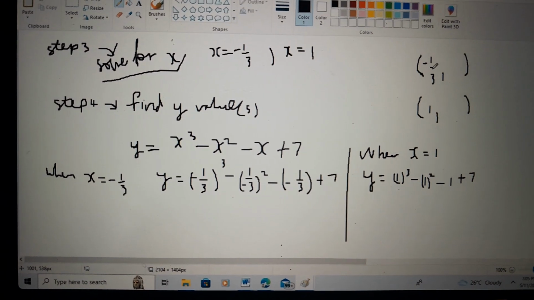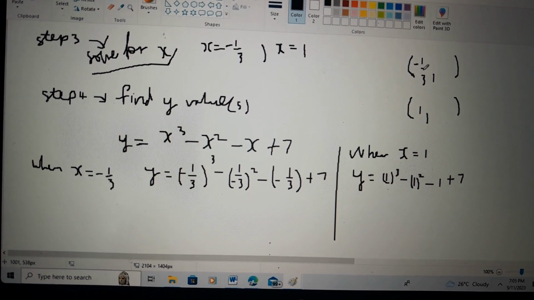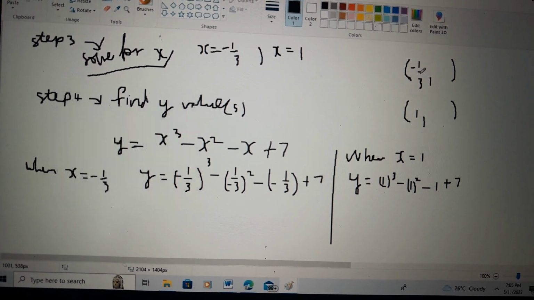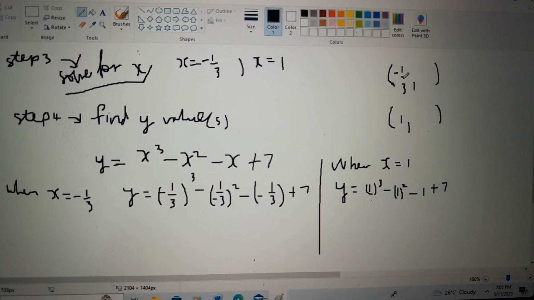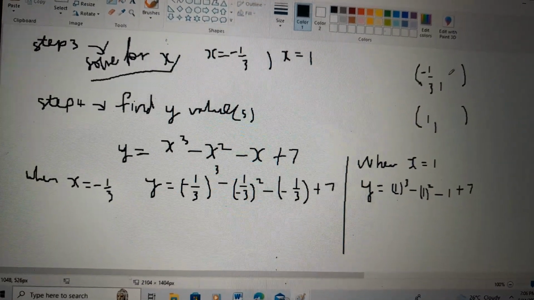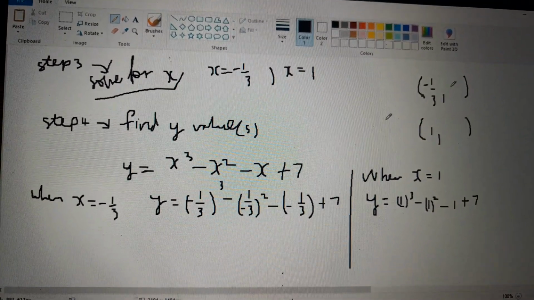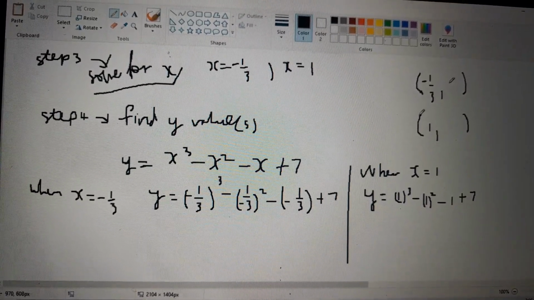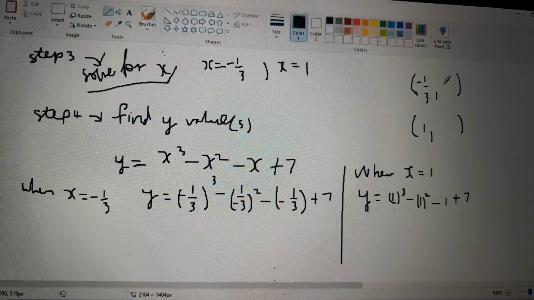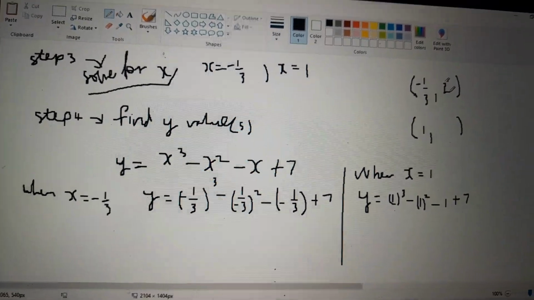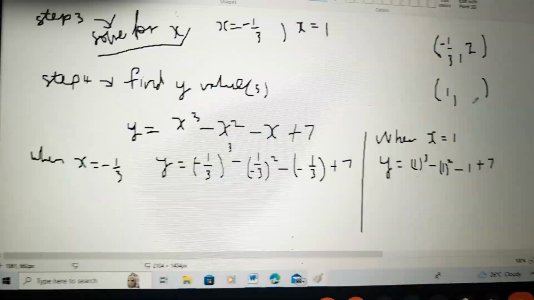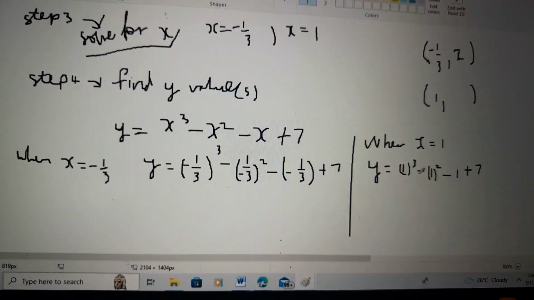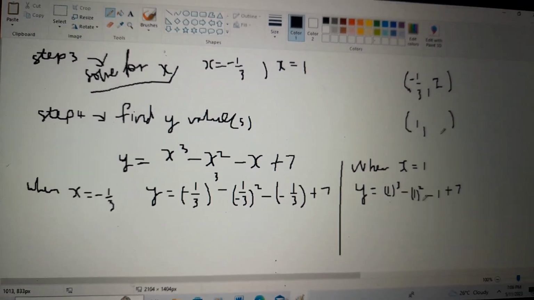It shouldn't be taking so long to get this done. Can someone please give us the answer quickly, please? What I got is when x is equal to negative one third, y is 2. Okay. And when x is equal to 1, y is 7.